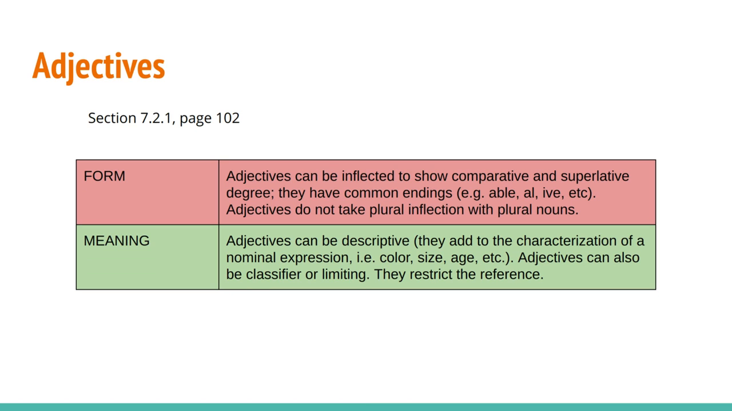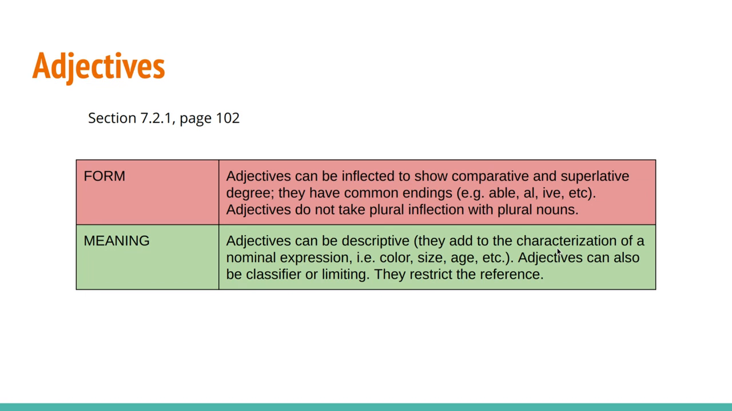When it comes to meaning, adjectives can be descriptive, and these are the ones we are familiar with, okay? And it says that they add to the characterization of a nominal expression. They add to the characteristics of a noun. That is to say, color, size, age, material. So blue is clearly a descriptive adjective. Big is a descriptive adjective.